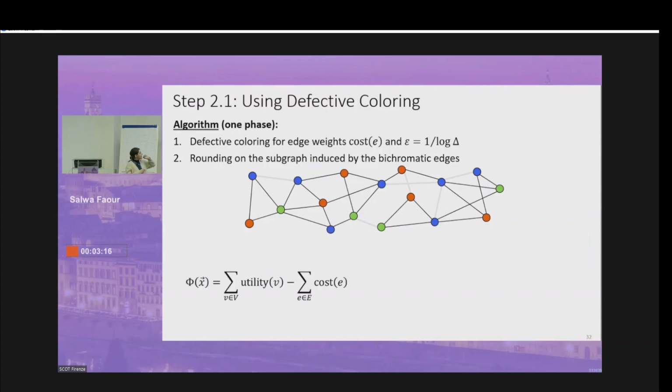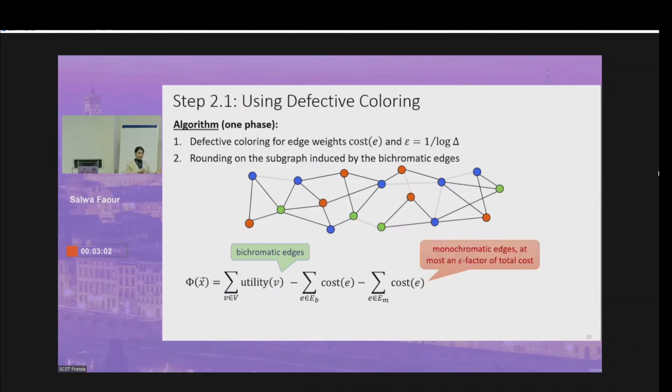Okay, so the idea is, now what happens to the phi if I do this in one phase? Recall the phi is the utility minus cost, but I can also rewrite it as the utility minus the cost on the bichromatic part minus that on the monochromatic part. And the monochromatic part is at most an epsilon factor of the total cost, because this is how I define my weights. They are the costs.